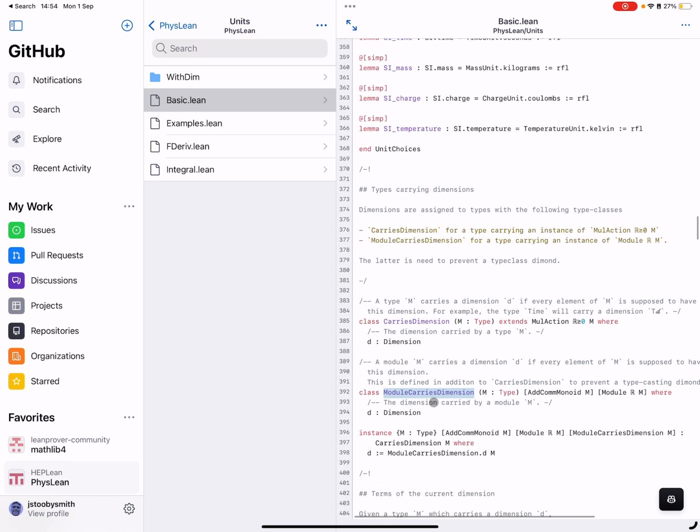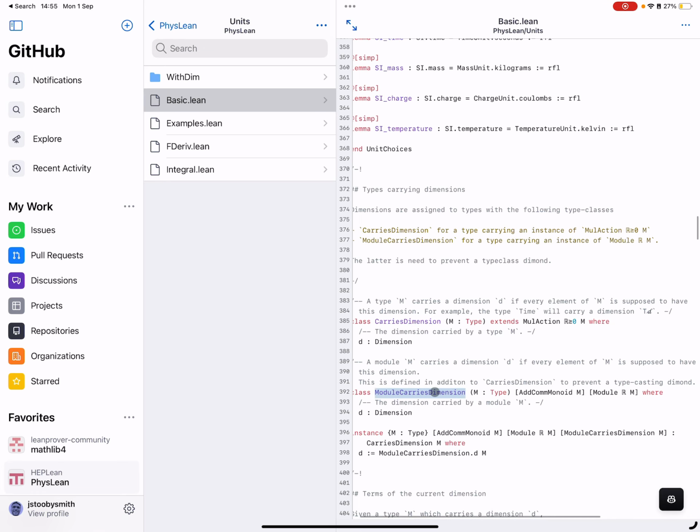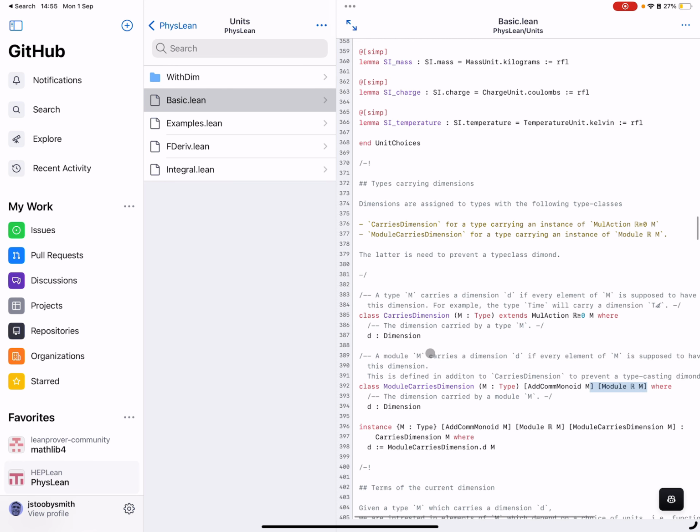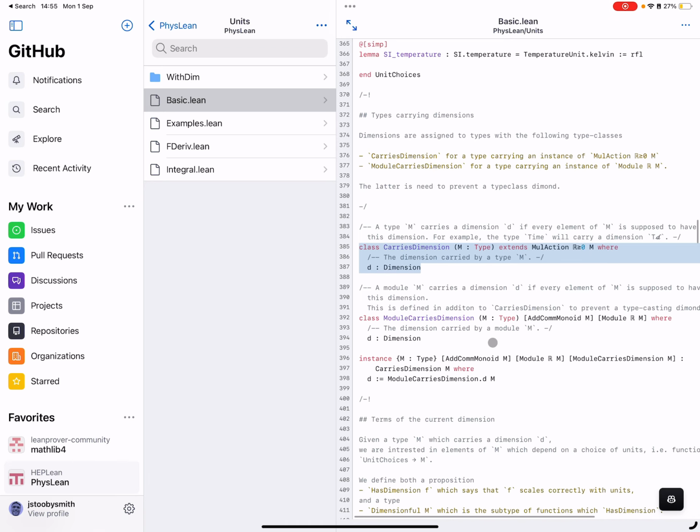We also have this module carries dimension, and really this is the same as carries dimension, except modules carry dimension just behaves a bit more nicely. It prevents what's called a typecasting diamond, and it basically works more nicely with modules. So if you're defining a dimension on a module, you should use module carries dimension. Otherwise, you should just use carries dimension.